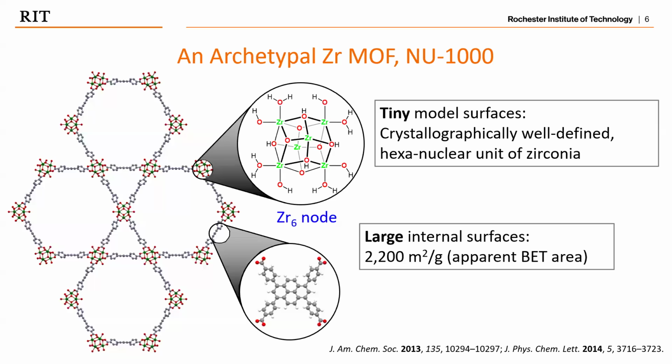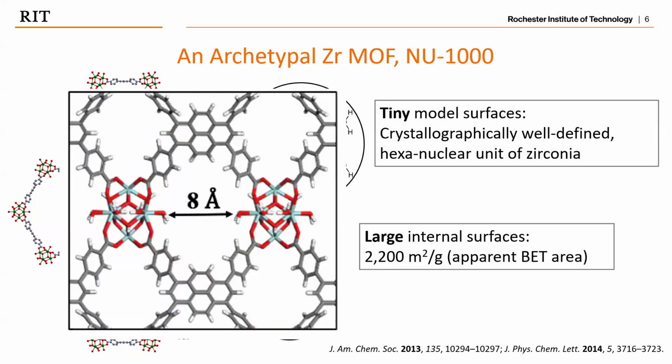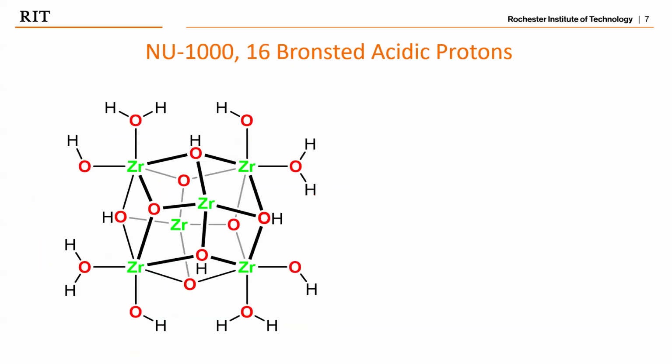This MOF has a very big pore. This is a 3 nanometer pore, and this triangle is a 1 nanometer pore. The 3 nanometer pore has a very large pore volume and can store the ammonia. They are interconnected by windows about 1 nanometer in size, making sure the gas can transport without any diffusion issues. This zirconium node has about 16 Brønsted acidic protons in total, including the terminal OH, water, and the bridging OH.